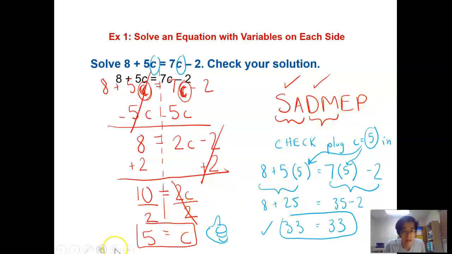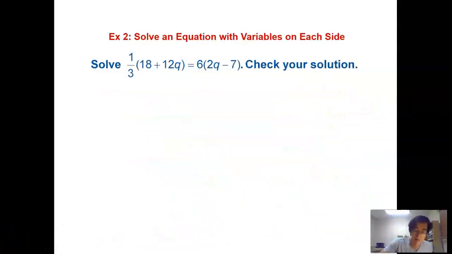Let me erase all this. Okay, here's a little tougher question for example number 2. And this time I'm looking at an equation that has parentheses. So we're going to have a little extra steps here when I want to find the variable q. And we also see that there's q on this side as well. So we see there's variables on both sides.